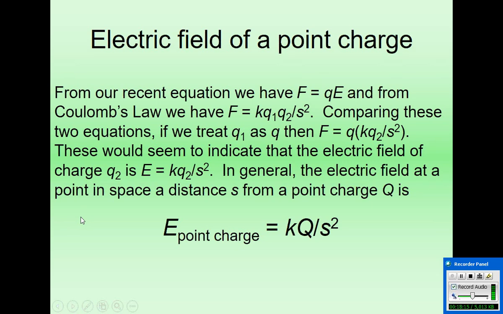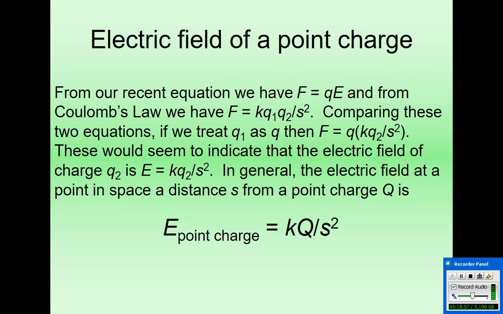How do we determine electric fields? Well, we have two equations that can apply to point charges. One of them, F equals QE, applies to all situations. The other one applies specifically to point charges, and I'm talking about Coulomb's law: F equals K times Q1 times Q2 divided by S squared. Imagine one of those charges being fixed in place, and it's the other charge that we come along and place in the electric field of that first fixed charge.